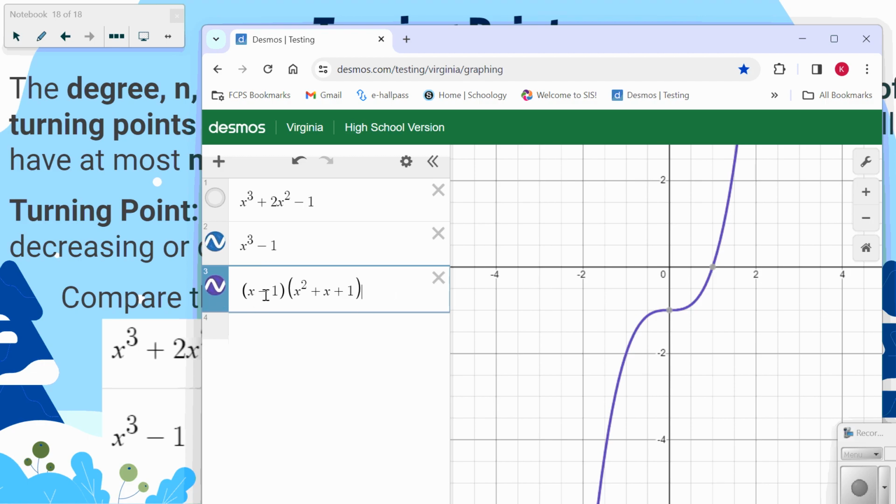So your 1 real solution comes from this linear factor here of x minus 1, which makes sense of why we have a real solution at positive 1. And this part's imaginary. So 2 imaginary, 1 real for my degree of 3 here. What else do you see? What else do you see when you look at the graph?